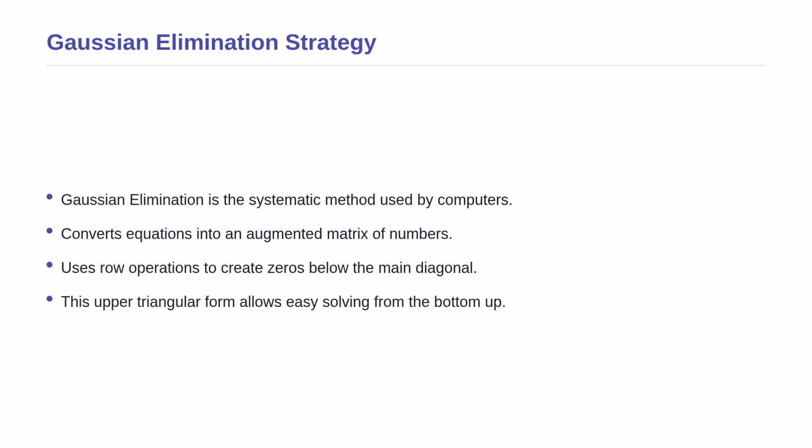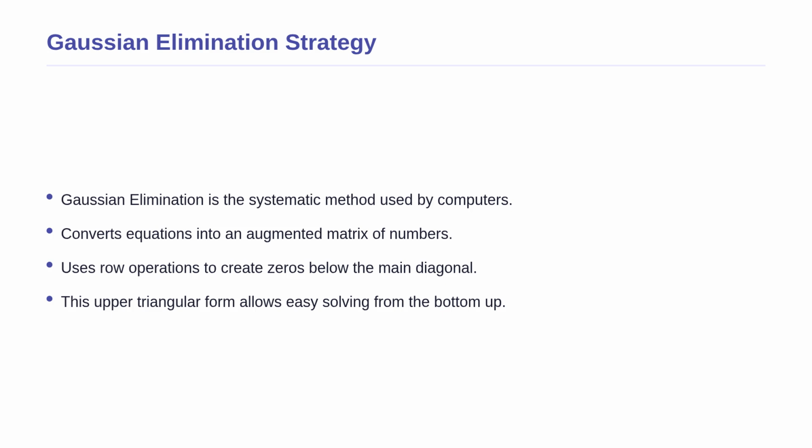Now that we have our matrix formula, how do we actually solve it? We use a powerful algorithm called Gaussian elimination. This is the exact method computers use behind the scenes. First, we convert our equations into an augmented matrix, which is just our coefficient matrix A and our outcome vector b glued together. Then we perform row operations.